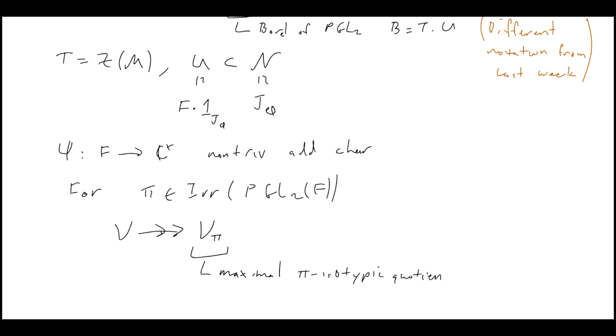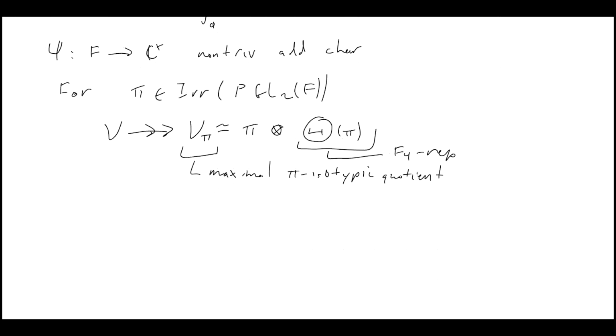This maximal pi isotypic quotient also has an action of F4, and so this representation can be factored into a tensor product. And then that F4 factor is the big theta lift of pi. Okay, I think that's all we're going to need for today. Last time we talked about little theta as well. We only need big theta today.